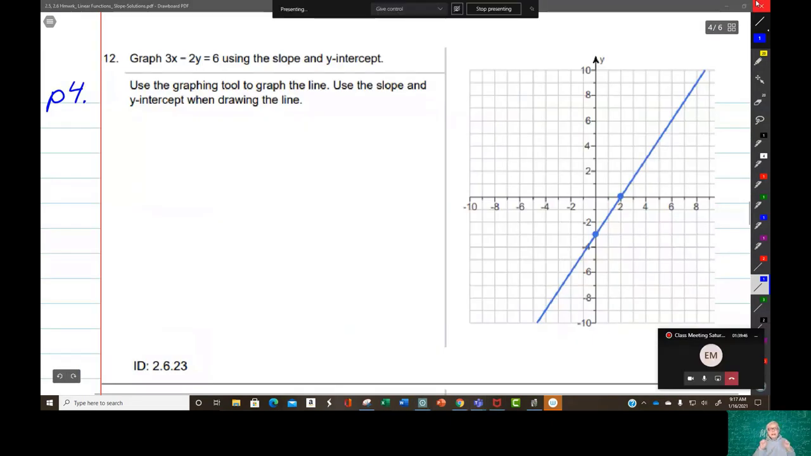So here we go. This is the same kind of problem. And this time we're going to go through it. I'm not going to go through it real fast, but I'm not going to do all that writing either because I did it in the last one.